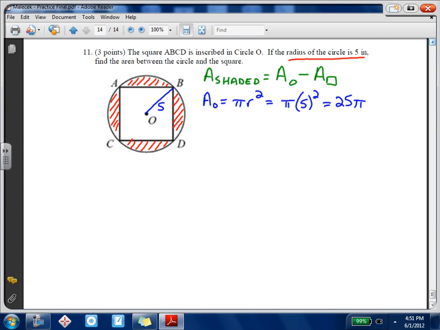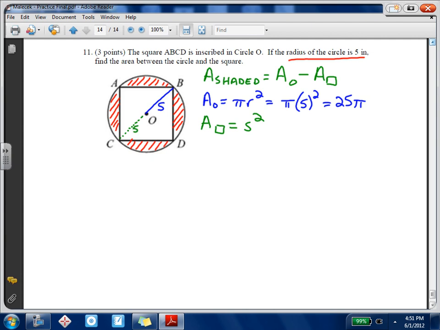The hard part is the area of the square. We know that the area of a square is equal to the side squared. However, the problem is, this is an S and this is a 5 in for the radius. We know that for the square we need to find one of the sides. Well, to find one of the sides, it's going to be easiest if we extend this line. If it's 5 from O to B, it's also going to be 5 from O to C.